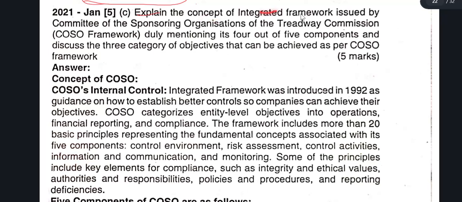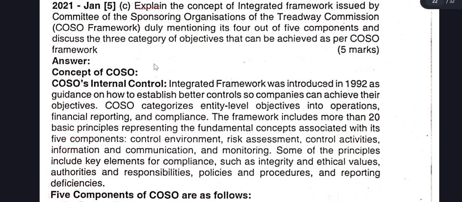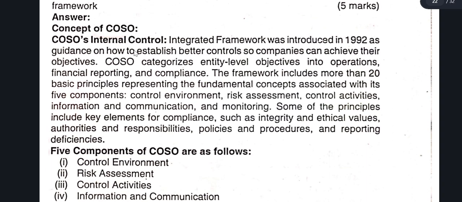Explain the concept of the integrated framework issued by the Committee of Sponsoring Organizations of the Treadway Commission (COSO). Duly mention 4 out of 5 components and discuss the 3 categories of objectives that can be achieved by the COSO framework. So they want to explain a COSO framework. What is the COSO framework?